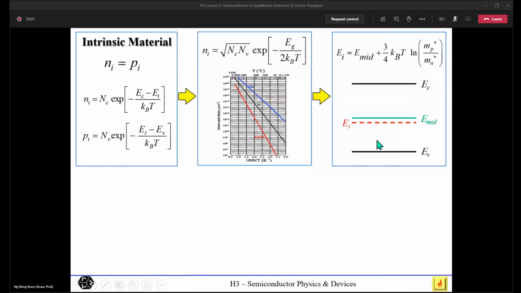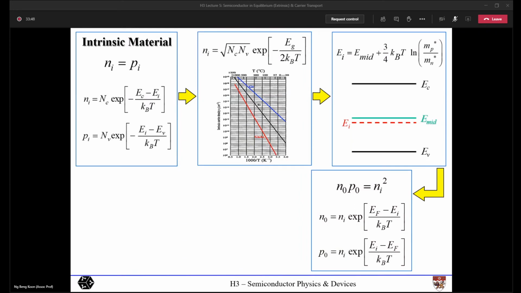As illustrated in this figure here, if you draw the E mid and the EI, the two are quite close together. So in most cases, if you are not required to find out the difference between E mid and EI, you can just assume that the second term is approximately 0 and treat EI as E mid. For most calculations, that's the assumption that you can make, unless, of course, the question requires you to work out the difference between E mid and EI. Then you have to make use of this second term and work out the actual value.